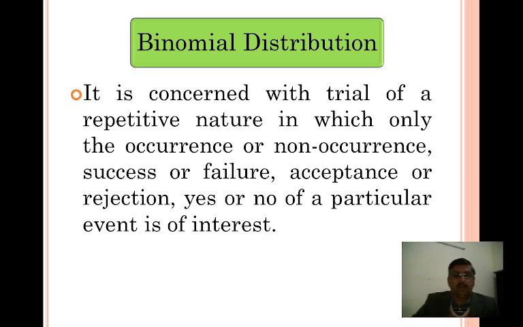Binomial distribution is basically a special kind of distribution where a special kind of event whose probabilities are almost equal are of interest. For example, occurrence or non-occurrence, success or failure, acceptance or rejection, yes or no, boy or girl, and likewise. Then only the binomial distribution came into existence. Let me explain with more examples.